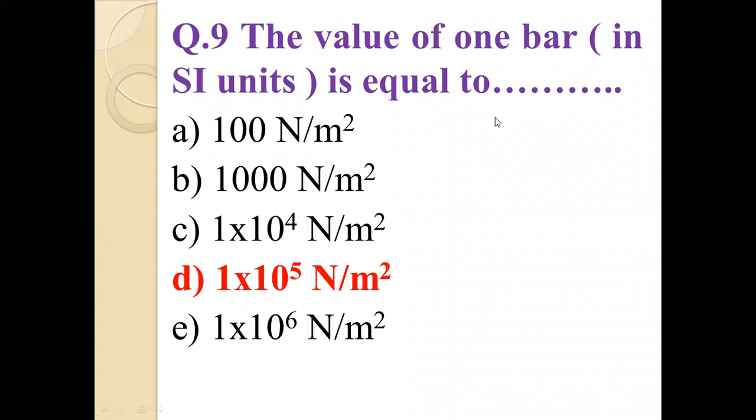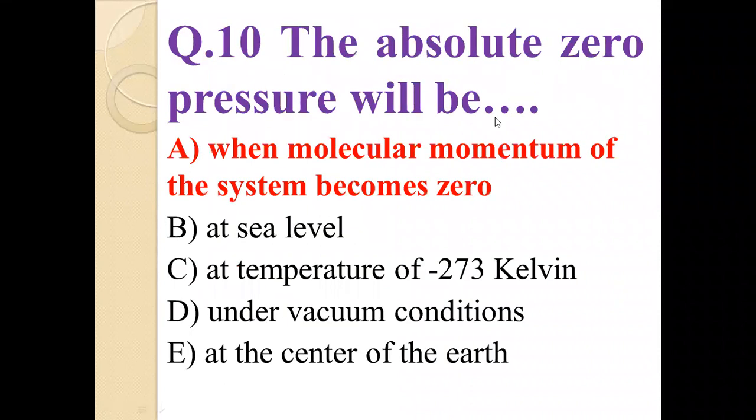What is the last question? Question number 10. The absolute zero pressure will be when the molecular momentum of the system becomes zero. This is the correct answer, A. At sea level, this is not correct. At a temperature of minus 273 Kelvin, this is also not the correct answer. Under vacuum condition, this is also not correct. The correct answer is, when the molecular momentum of the system becomes zero, then the pressure is absolute zero pressure.